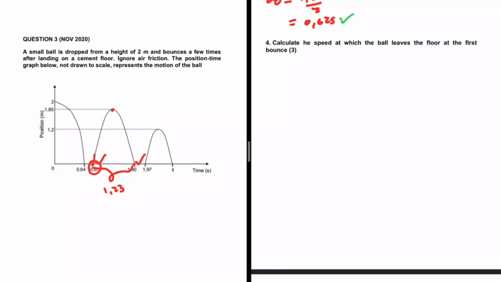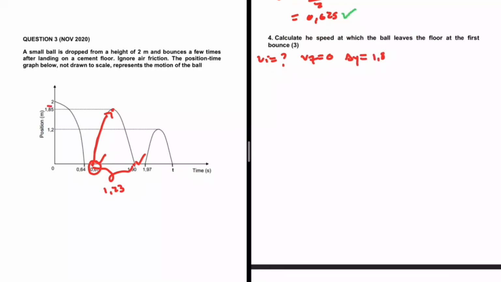If we only consider this part of the motion, you will realize that VI is what we are interested in. VF is equals to 0 at the maximum height. Delta Y is the displacement, which is 1.85 meters, as you can clearly see right here. So there we go. We have delta Y, 1.85 meters. The acceleration obviously is 9.8 meters per second squared downwards.